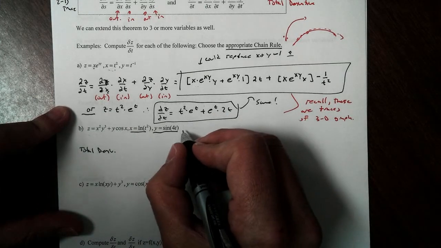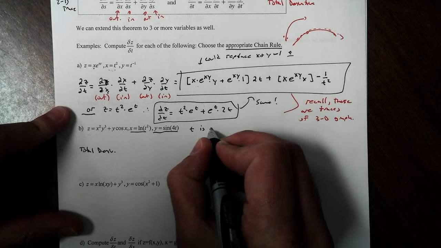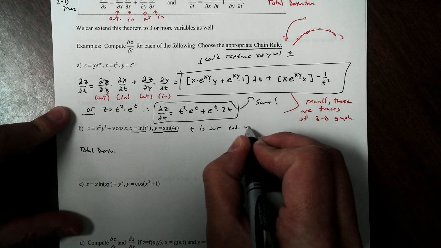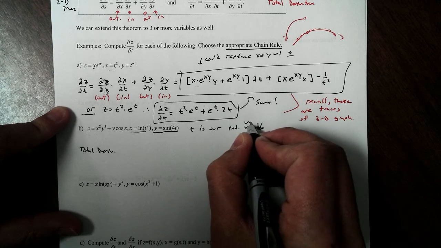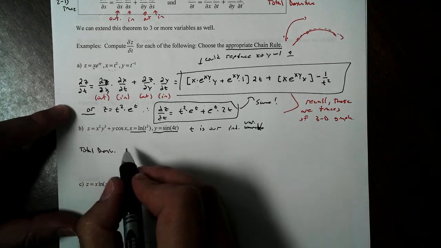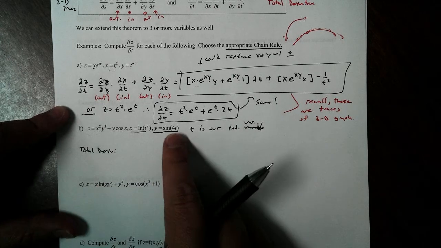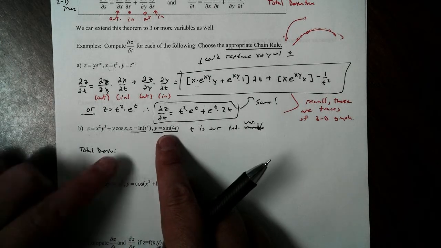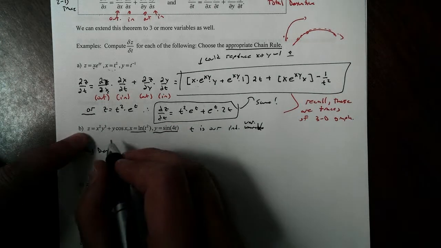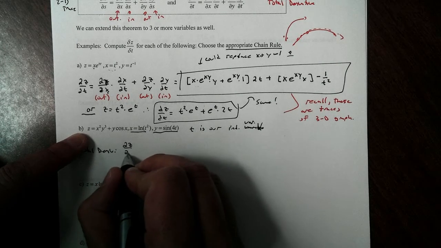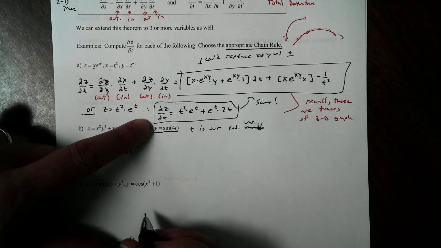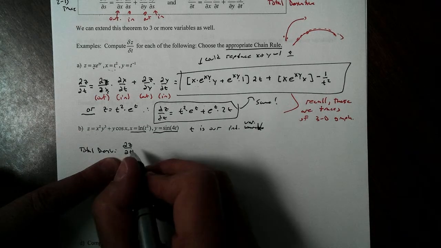Now, important to remember, t is our independent variable here. So this is a single variable. So t is our independent variable, so this is only a single term right here. If I want to find the derivative of z with respect to t, I'm going to use my partials, not my derivative from last year, but my partials here.